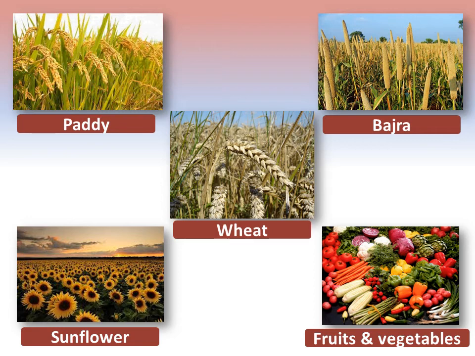Paddy, wheat, sunflower, bajra, fruits and vegetables, groundnut, sugarcane. These are some common crops that grown in India. Paddy and wheat grow well in clay soil. Paddy requires plenty of water while wheat and bajra requires less water. Some crops grow in summer while others grow in winter. In our country, growing crop is dependent on rainfall.